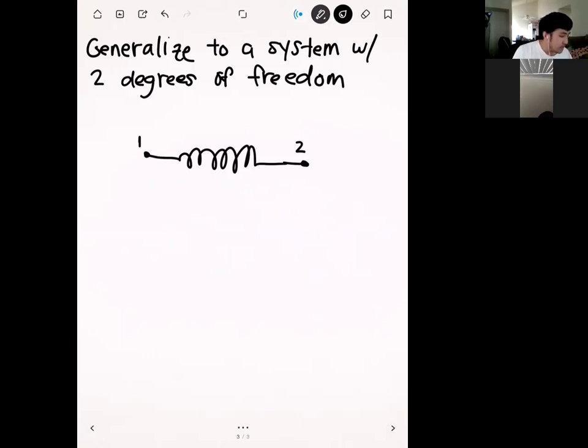So instead of having a single force and a single displacement, we can now say that at the left-hand side, we have an applied force, but we also have a corresponding displacement. And on the right-hand side, we have the same thing. So now, instead of just a single displacement that we're solving for, we have 2. So we have a 2 degree of freedom system.